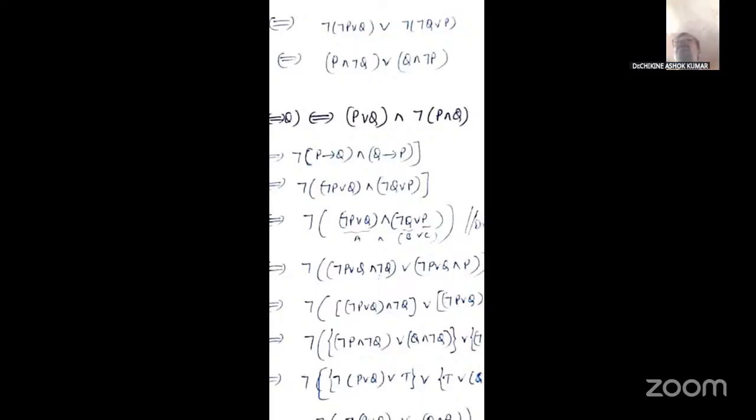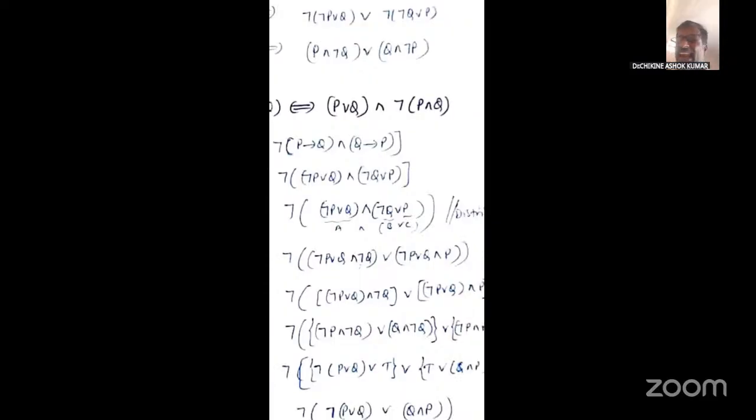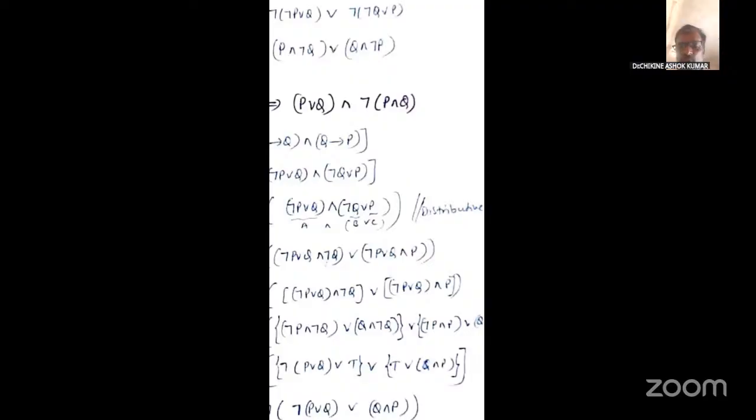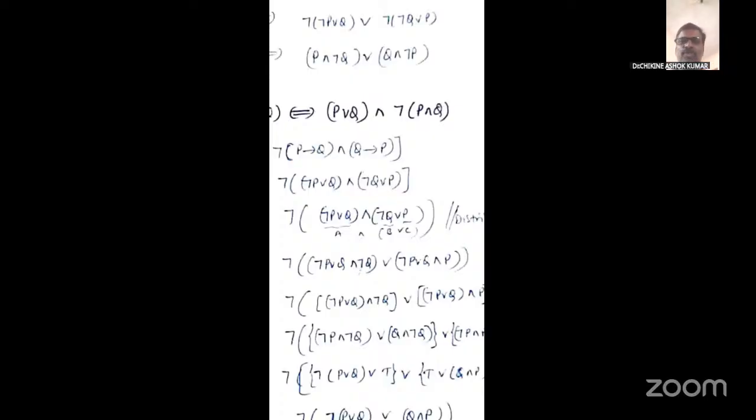Now here I am applying the distributive property, the left distributive law, A intersection B union C formula. In the place of A, I am assuming the first proposition negation P union Q. In the place of B, I am assuming negation Q. In the place of C, I am taking P. Left distributive principle for this quantity. What is the A intersection B union C principle? A intersection B union A intersection C.